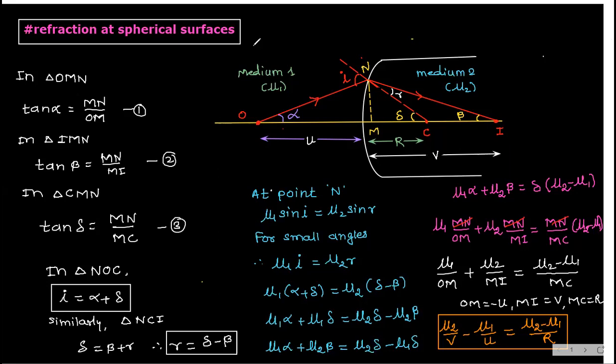Is it clear now? Shall we go to the next page? Understood everyone how this formula is coming? Right, so let's go to the next page. And now the next article or next point, that is magnification.